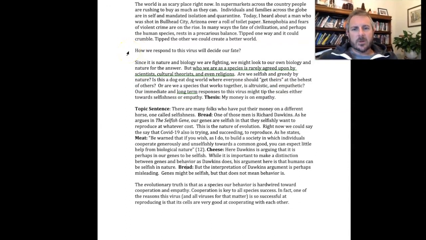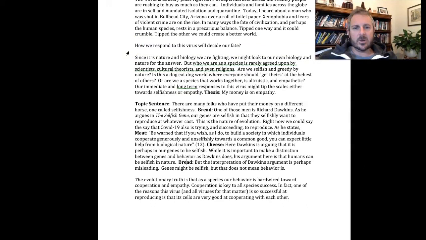How will we respond to this? How we respond to this virus will decide our fate. Since it is nature and biology we are fighting, we might look to our own biology and nature for the answer. But who we are as a species is rarely agreed upon by scientists, cultural theorists, and even religions.